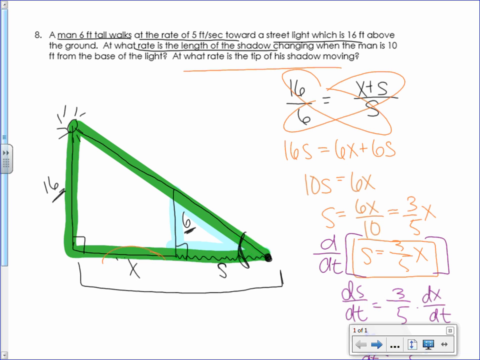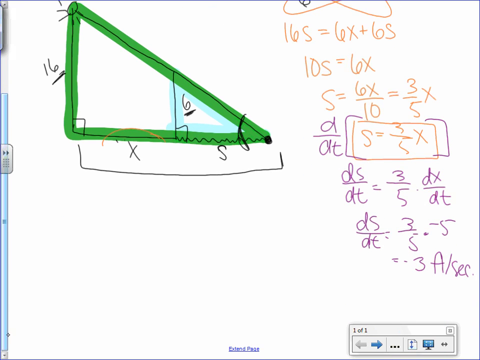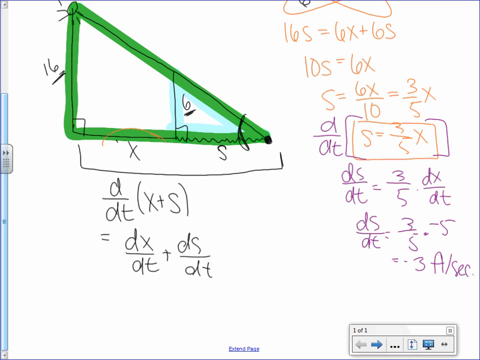But that's really nice because, let's take a step back. Really that means I want the rate of change of this whole thing, which is x plus s. But we know that the derivative of the sum is the same thing as the sum of the derivatives. So this is really dx/dt plus ds/dt. They told me that dx/dt was 5, and I just found out that ds/dt was -3. So the answer is -8.